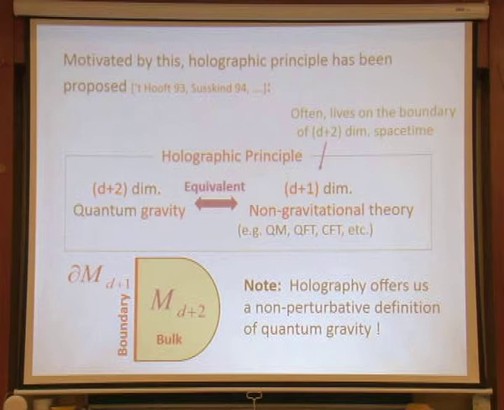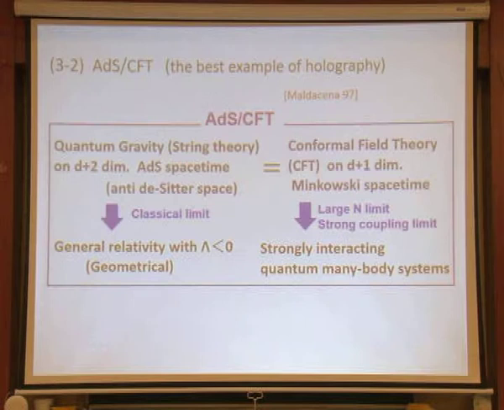But of course, we want to make this kind of argument clear, and then we need an explicit example, which is AdS/CFT, the most well-studied and established example of holography. AdS/CFT claims that gravity or string theory on D plus two dimensional anti-de Sitter space, which has a negative cosmological constant, is equivalent to some non-gravitational theory, which is expressly given by a conformal field theory, CFT, in D plus one dimensions. This D plus one dimensional theory lives on the boundary of this anti-de Sitter space-time.